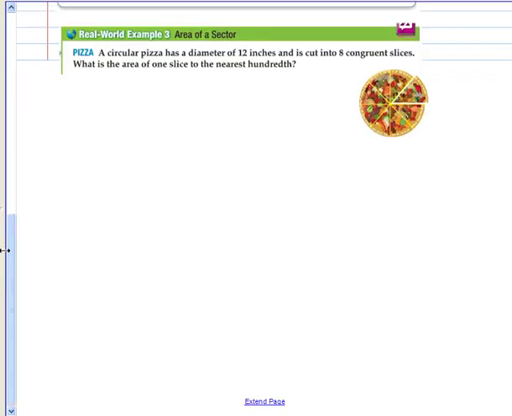A circular pizza has a diameter of 12 inches, and it's cut into 8 congruent slices, because I didn't cut it, so they're all congruent. What's the area of one slice? And they want it to the nearest 100th. Well, my area is going to be some fraction, something out of 360 times pi r squared. How many degrees out of 360 do we have if we are taking one of these pieces?